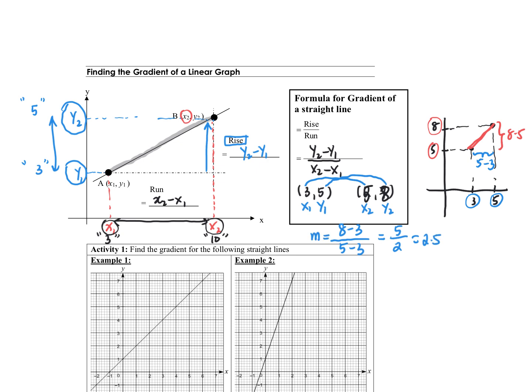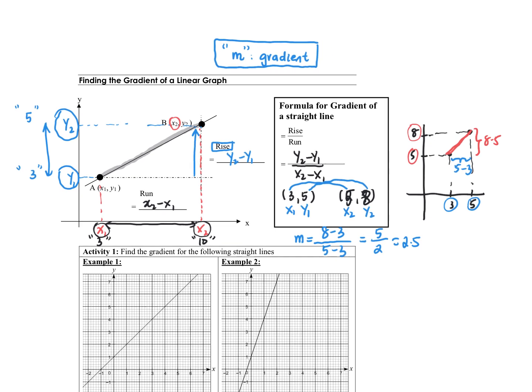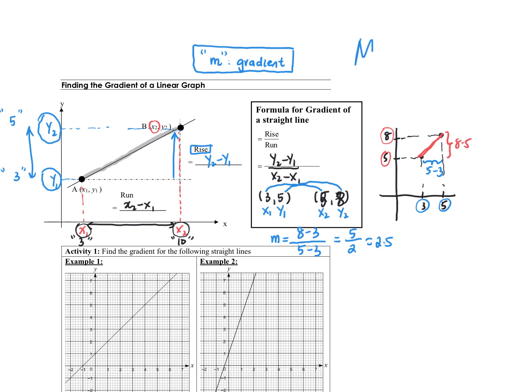Okay? So there is a symbol we use for gradient. It's a tiny m. Small letter m. This is the symbol we use for gradient. So you might want to write that down. Okay, in graph, we like to use the small letter m to represent gradient. Capital letter M has another meaning. In Sec 3, you will learn that capital letter M means midpoint. So you cannot anyhow write capital letter M in math. It means different things. So you must use the small letter m for gradient. Don't write capital, it means different things.